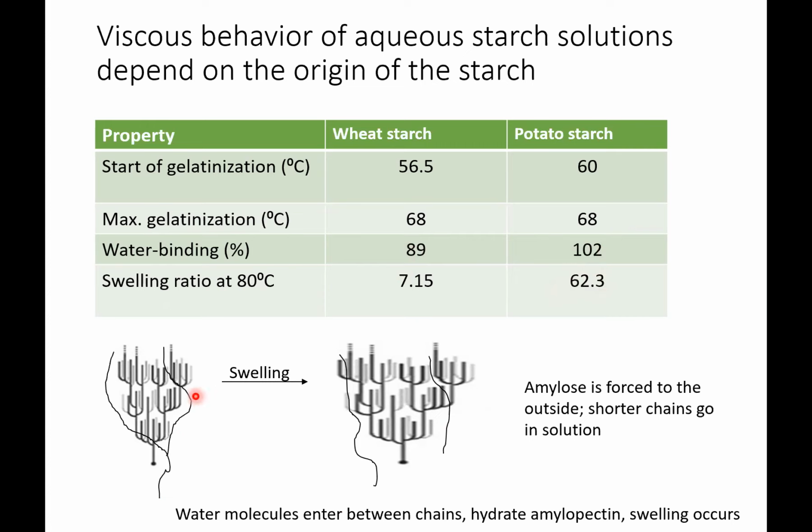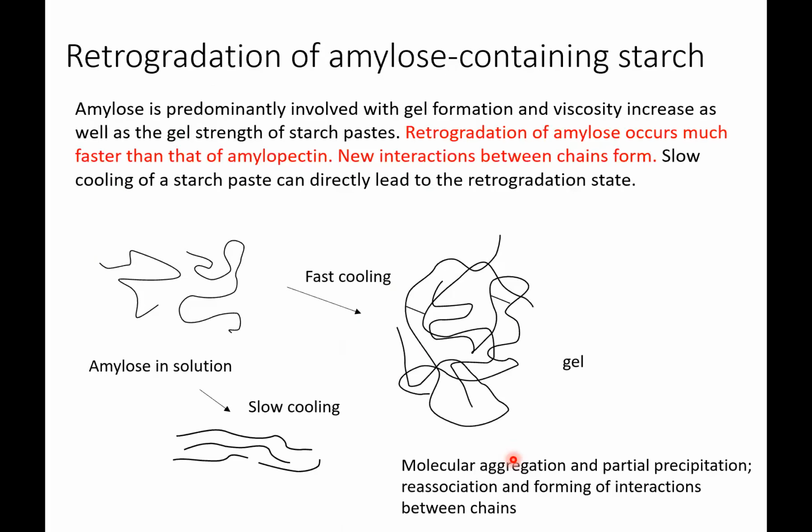Now, on a molecular level, this here is amylopectin, and this here is the amylose going through. During swelling, water enters here and presses this construct apart somewhat. Amylose is forced to the outside, so it's now at the outside. If there are shorter chains, they might even go in solution at higher temperature, so they are dissolved, they're gone. The others are pressed to the outside, and the water molecules are in here, and the swelling occurs.